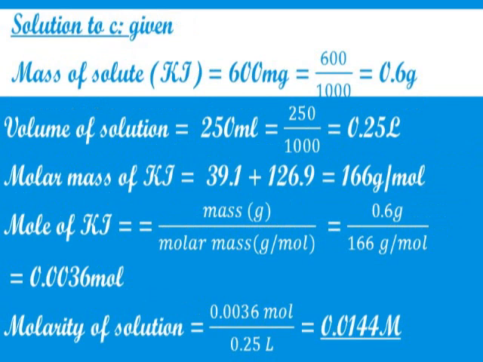Now let's look at the solution to question C. In section C, the mass of the solute potassium iodide is given to be 600 milligram. You have to convert the milligram to gram by dividing by 1000. That's why we have 600 divided by 1000, and that gives us 0.6 gram. Now the volume of the solution is given to be 250 ml. So convert the ml to liter by dividing it by 1000, and that gives 0.25 liter.